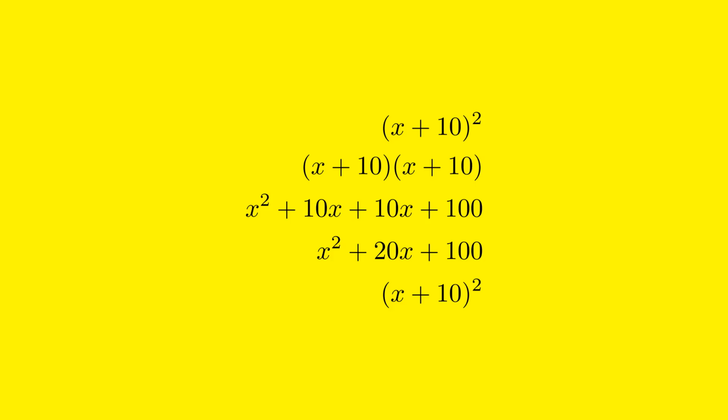Therefore, the final answer is x plus 10 squared. This expression represents the simplest and most factored form of the given quadratic expression, x squared plus 20x plus 100.